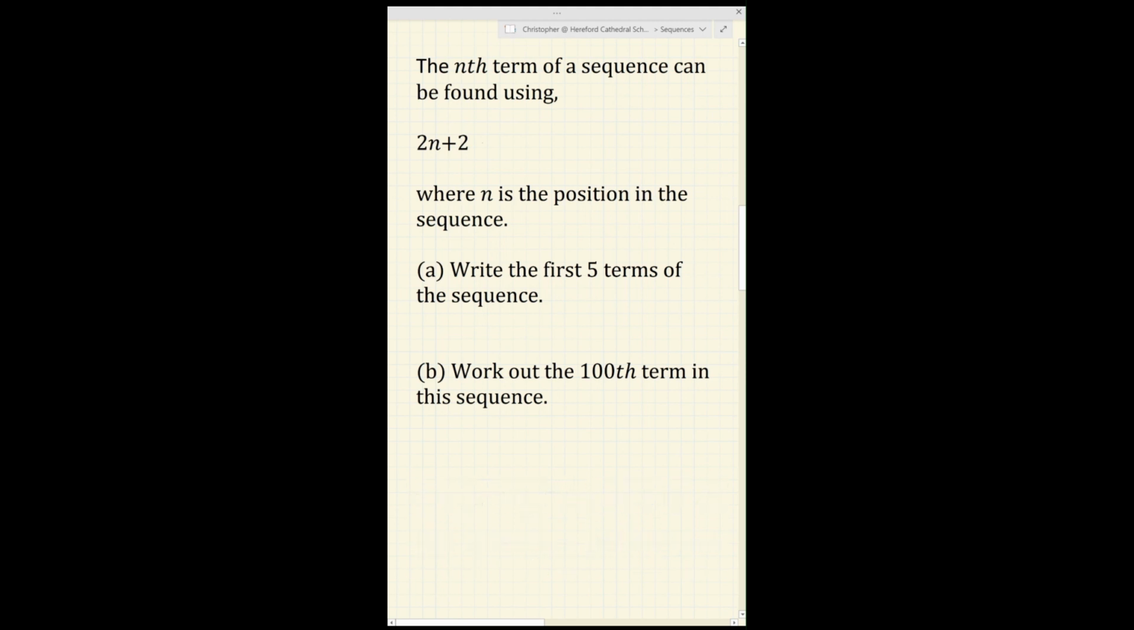Right, we need to write down the first 5 terms. So 2 times 1 plus 2 is 4. 2 times 2 plus 2 is 6. 2 times 3 plus 2 is 8. Now, as I carry on, I can continue in the same way, or I know it goes up in 2s. So 10 and 12. Work out the 100th term in the sequence. Well, it's going to be 2 times 100 plus 2. So it's going to be 202.